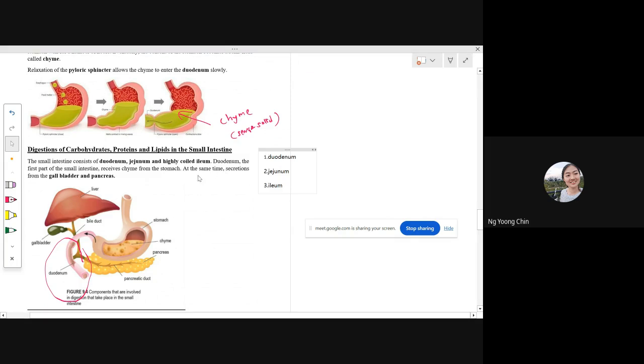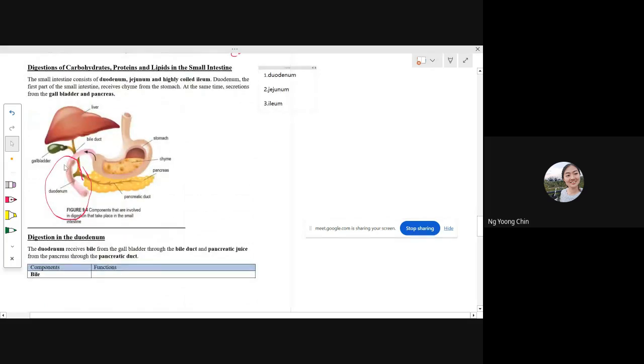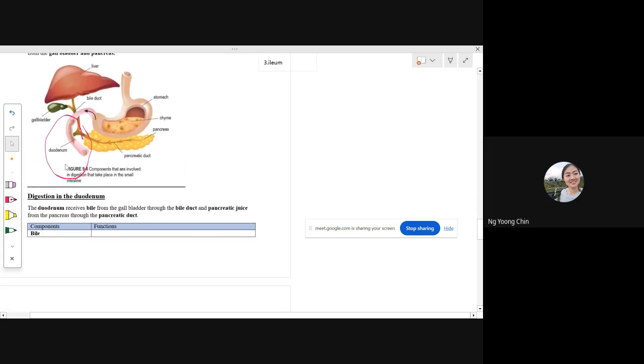So the duodenum is the first part, which receives the acidic chyme. Chyme refers to the semi-solid state of the food coming from the stomach. So this is the duodenum. As you can see there, it receives the content from the stomach. Now we talk about the digestion process in the duodenum. Digestion happens in the duodenum, but please remember that the duodenum does not secrete any enzyme, but it receives the enzymes.